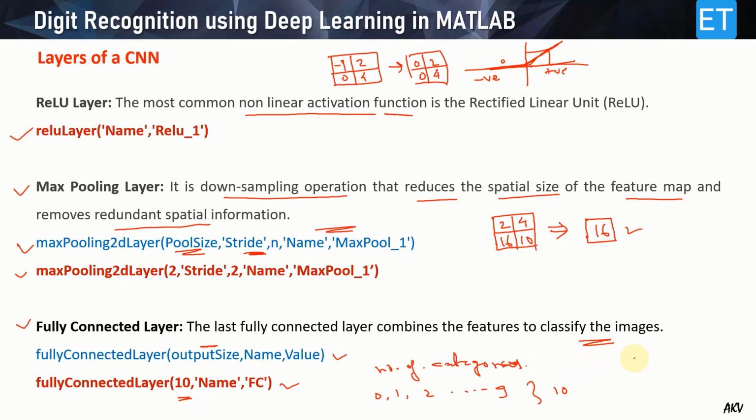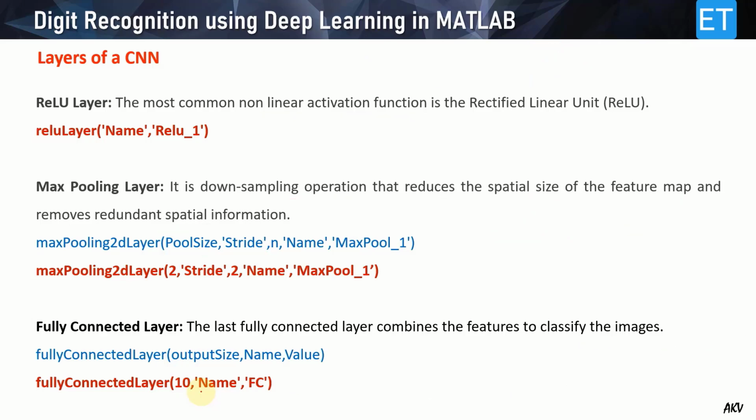And suppose you are using the CNN to recognize, let's say, only 5 different types of objects. Okay, 5 different types of objects. So you will define 5 here. That will depend on how many different objects you are recognizing using the CNN.